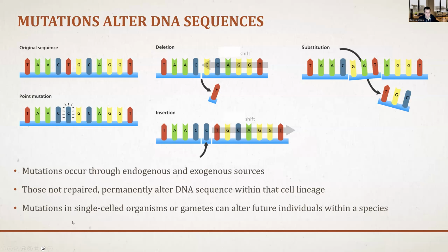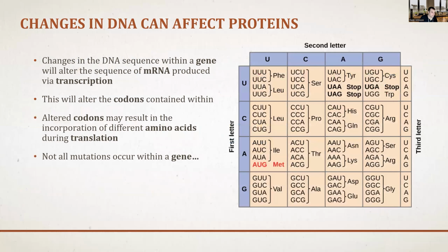If it happens in a single-celled organism, it's automatically impacting the next generation because there are no alternatives. If it happens in a multicellular organism that reproduces sexually, it's got to happen in a gamete if it's going to impact future generations. So I know we've talked about this, but I want to remind you all of why this matters, right?